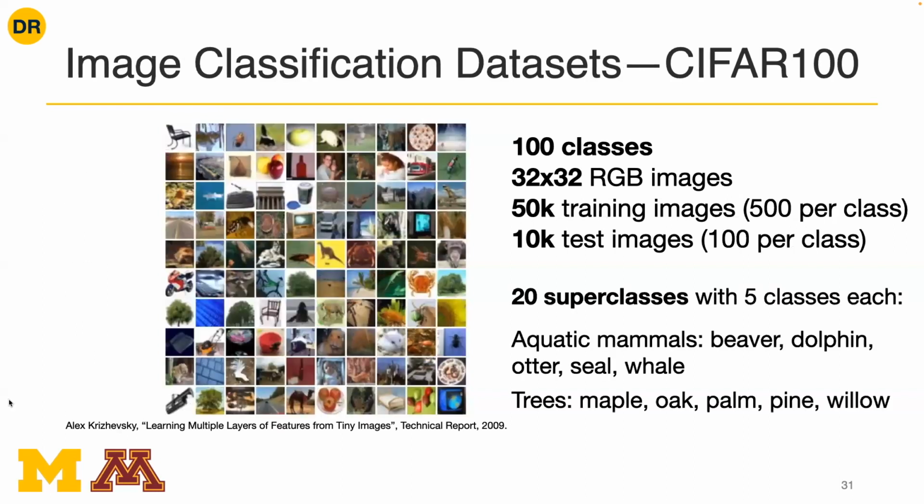There's another variant from the same authors, which is CIFAR-100. You usually see this used a little bit less, but you'll still see it. Instead of having 10 classes, you have 100 classes that you're trying to classify. Otherwise, though, it's the same size of the images and number of test images.